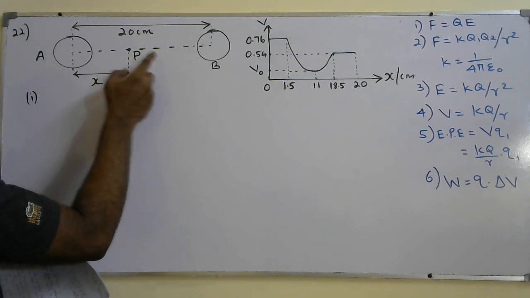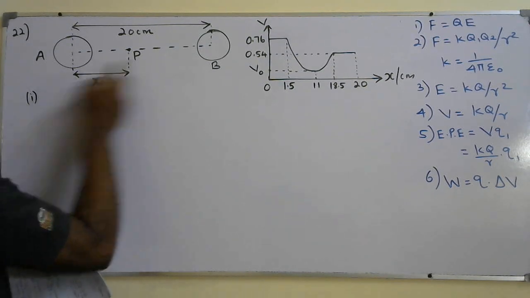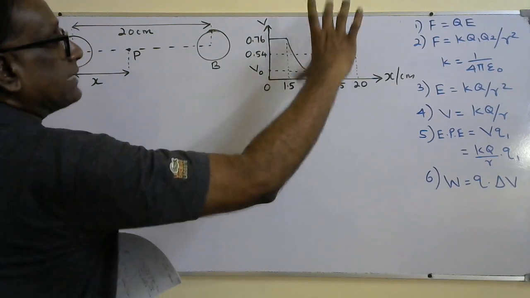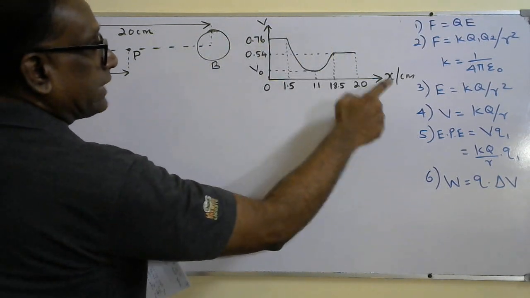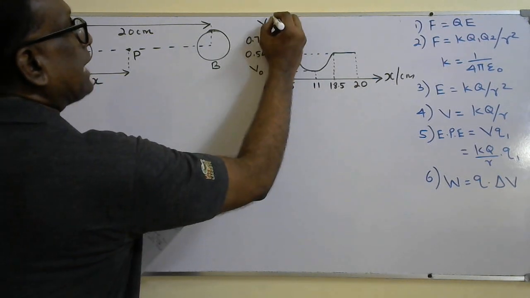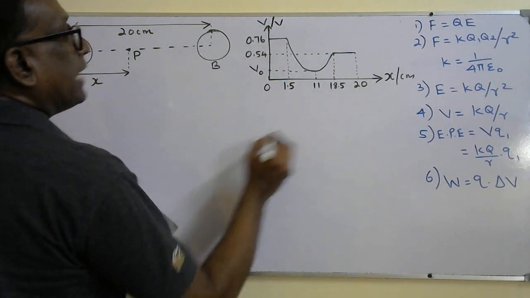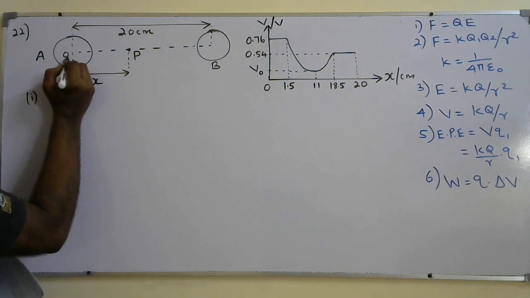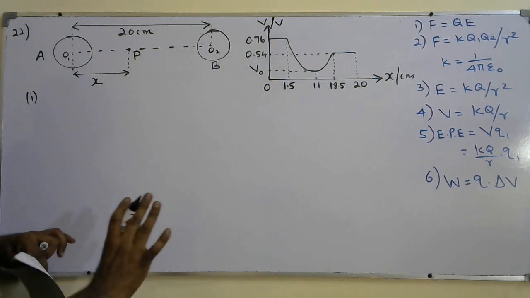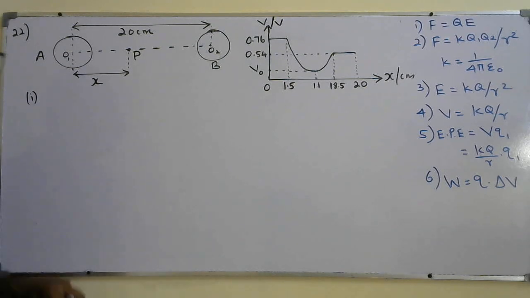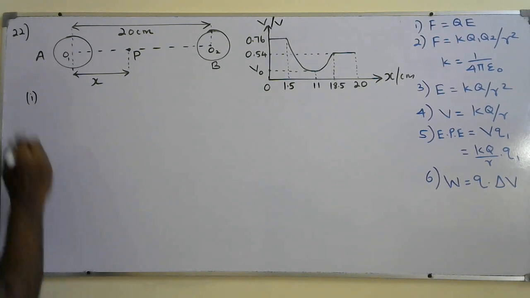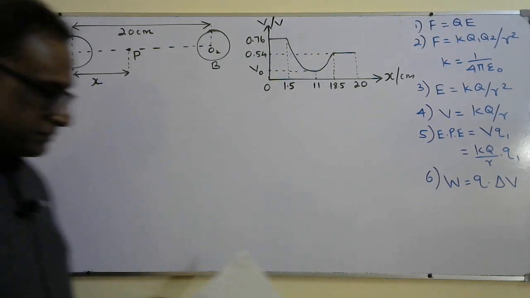When P moves, that means x goes from 0 to 20, how the potential varies is given by a graph of potential in volts versus x in centimeters. X is measured from center O1 to center O2 of the two spheres. They have the same radius but carry different magnitudes of charge. Okay, for the first part of the question, I am not writing it, I will give the explanation.